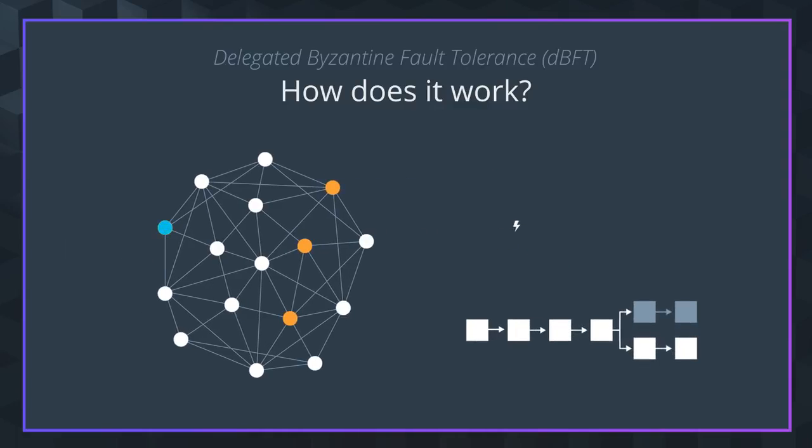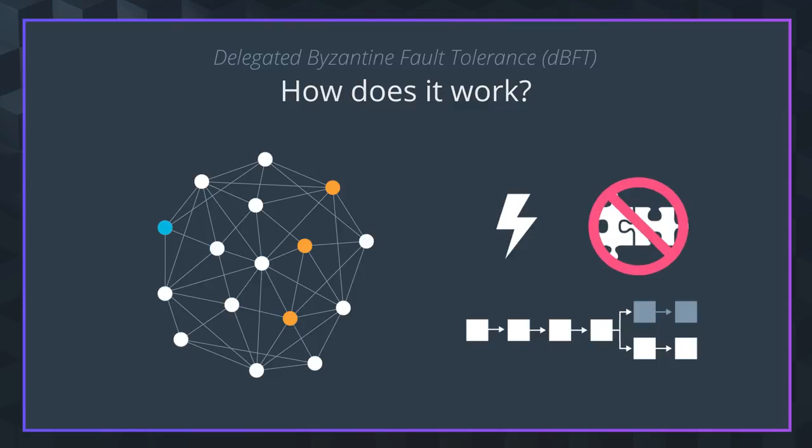DBFT is said to be much faster than proof of work, and it requires fewer resources because there are no complicated cryptographic puzzles to solve. Additionally, it's resistant to forking because at any given moment, there is only one version of truth. With that said, DBFT is not immune to problems. Let's take a look at two potential scenarios.